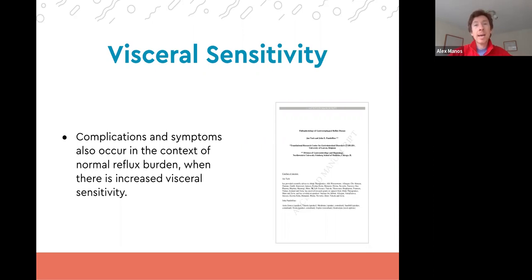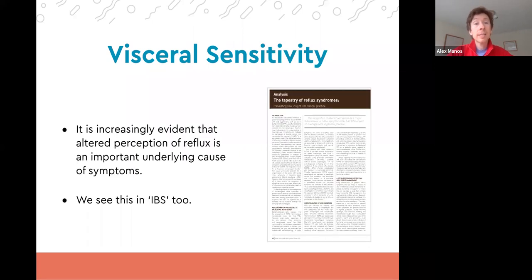In most people with IBS, they have a heightened sensitivity, meaning in some ways they feel like their balloon is inflated to a greater degree than those without IBS. And this is a gut-brain communication issue. And the same is true with reflux. There are some people who are experiencing significant symptoms around irritation, inflammation, pain, but they're not actually having significant reflux. So it is increasingly evident that altered perception of reflux is an important underlying cause of symptoms.